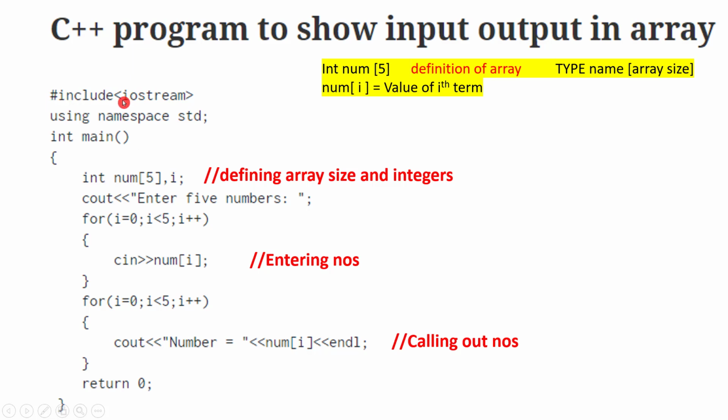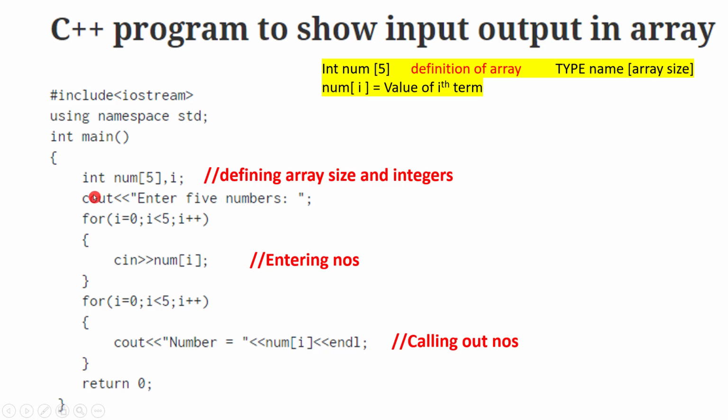So #include <iostream>, using namespace std; with the semicolon, int main() opening with the curly bracket. Okay, the main things come here. So we are going to define the array size and integers here. So int number[5]. Please remember the array syntax. It was like the data type, the name of the array, and the size of the array.